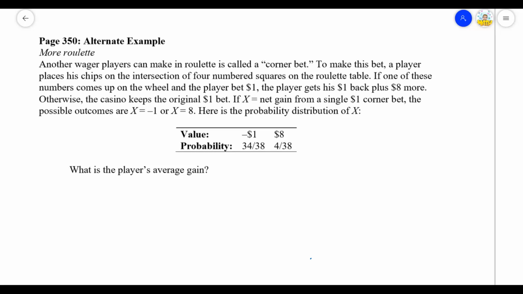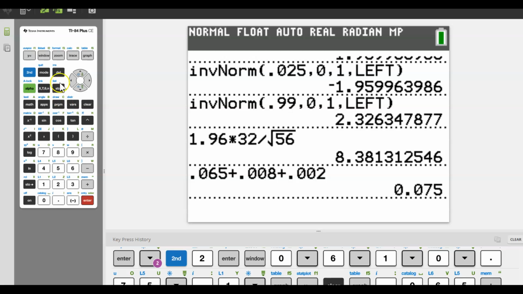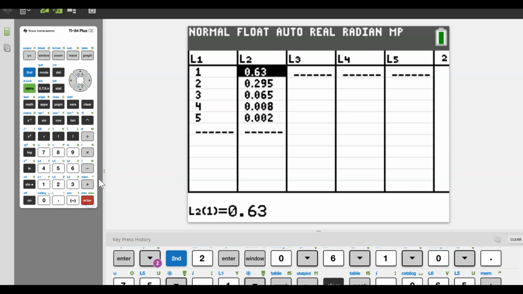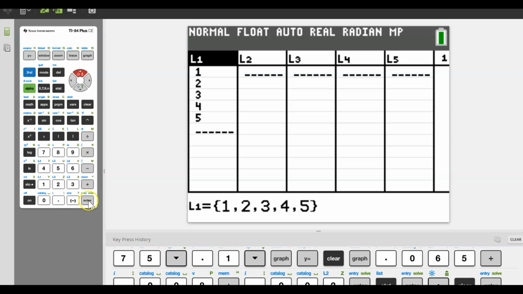So this is a different type of bet. 34 out of 38 times you'll lose $1, but you win a significant amount of money if you win, but that only happens 4 out of 38 times. So to find the average gain, we would just multiply -1 times 34 out of 38 and 8 times 4 out of 38. But what I'd like to do is show you how the calculator can help us with this one. So again, if we use toList, stat and edit, or if we go into our spreadsheet tool on the Nspire, we can run this through our calculator. So I'm going to clear that.